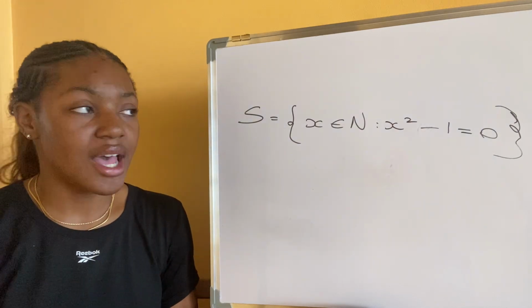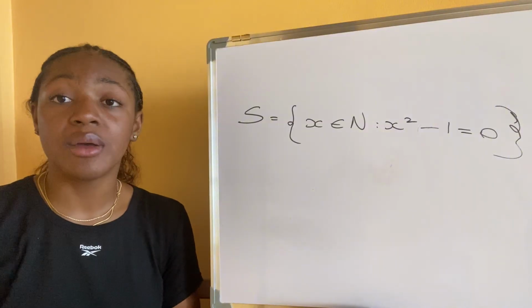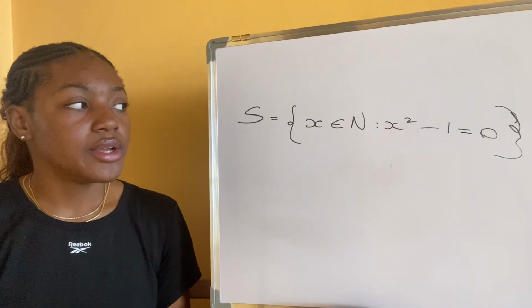Question 4. Given that S equals the set of X, where X is a member of the natural numbers and X squared minus 1 equals 0, the number of elements of S equals, and we have the options. So here we have the set S, and this is equal to X is a member of the set of natural numbers where X squared minus 1 is equal to 0.